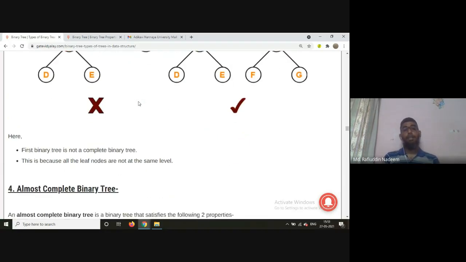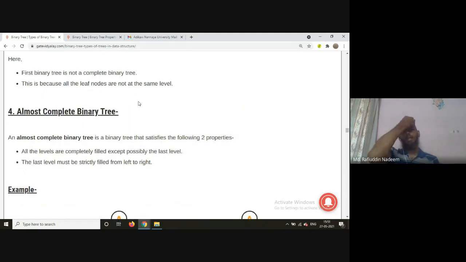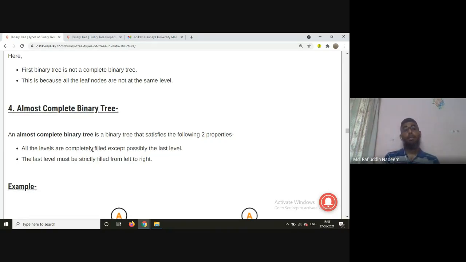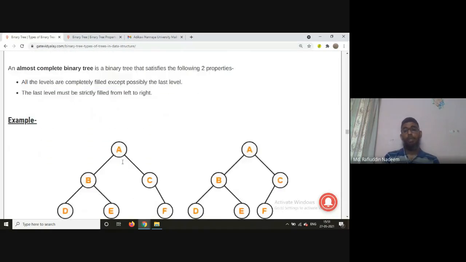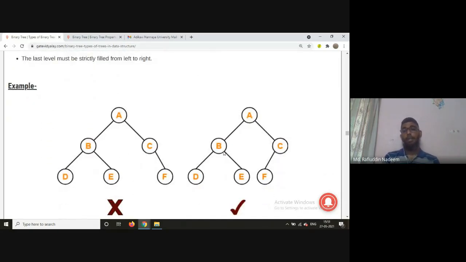Then you have the almost complete binary tree. What is this almost complete binary tree? It is a binary tree that satisfies 2 properties. All the levels are completely filled except possibly the last level, and the last level must be strictly filled from left to right. Like from A, left and right, then for B, D, E, and F.